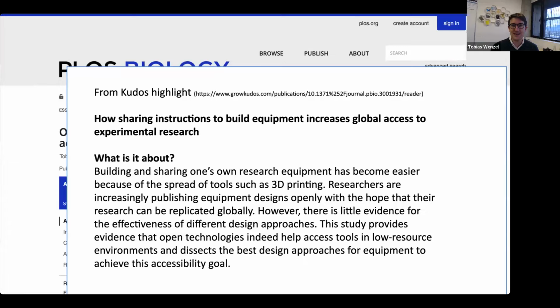So there are very few publications like mine that discuss the issue on a meta level. So people might release a certain hardware design, but then the question is, how do you actually design it so that it works well? And so this is what I discuss in this article and what I would like to discuss with you today. And so this particular study provides evidence that open technologies really do help to access tools in low resource environments. And I dissect the best practice approaches for how you can design your equipment so that it really is replicable everywhere. Because there are a number of things to keep in mind that I've learned through my experience that are not so commonly known or respected.